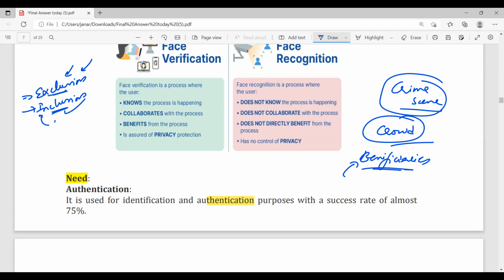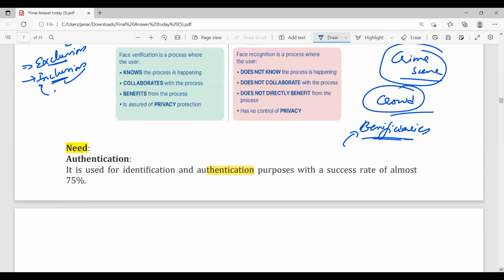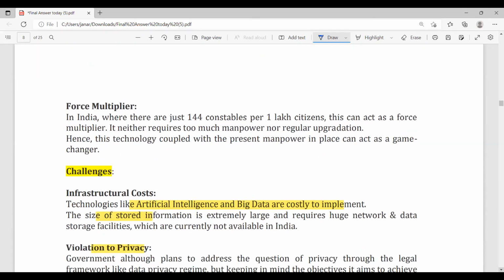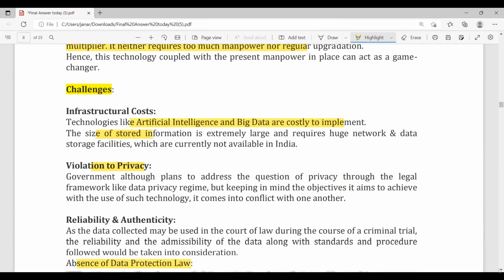Authentication: a higher success rate should be there. It should not be 75%. Still, things are there. When crime rates are increasing and fewer constables are available, we can always use this technology. The initial cost will be high.